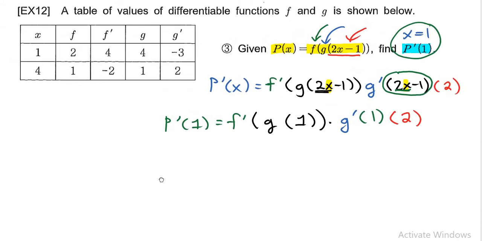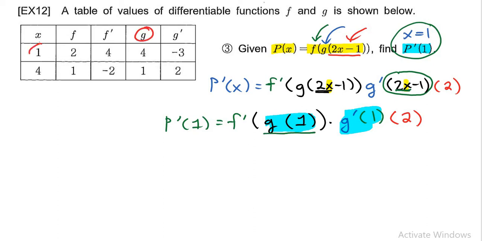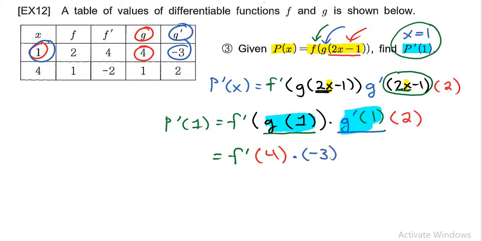Alright, so let's just go ahead and move on with the problem here. So let me highlight the g of 1 here and g prime of 1. We need to find those values from the table. Okay, so for this expression g of 1, I need to go find my g value. So here's g, here's 1. So g of 1 has a value of 4. So this will now become f prime of 4, and then times, well, what's g prime of 1? Here's g prime, here's 1, so g prime of 1 has a value of -3, and then I'm going to multiply that with 2.